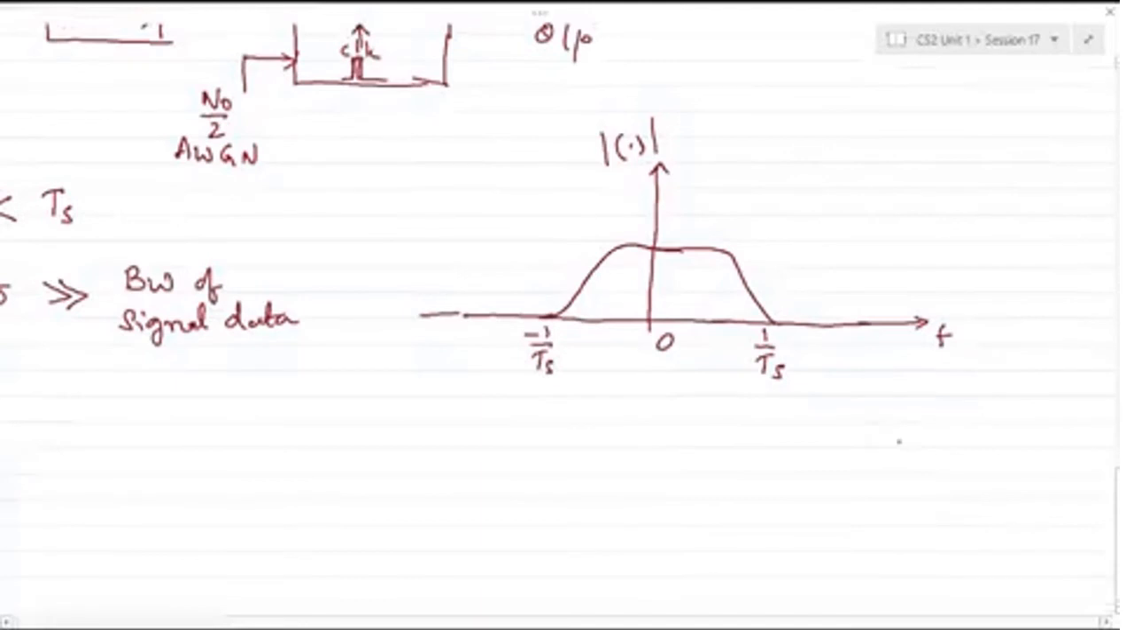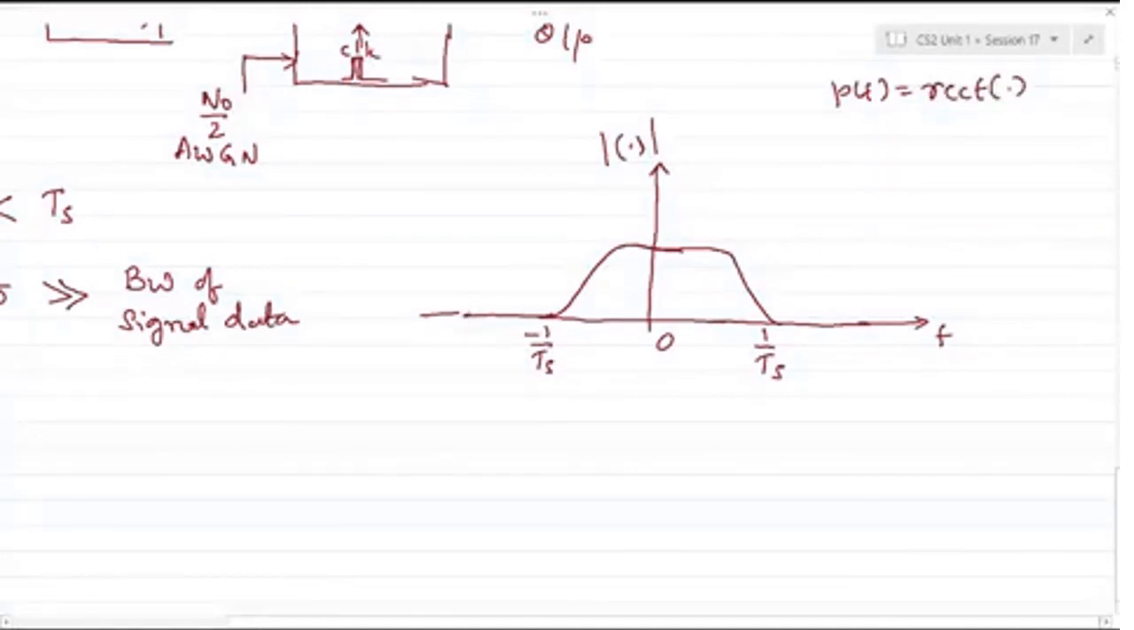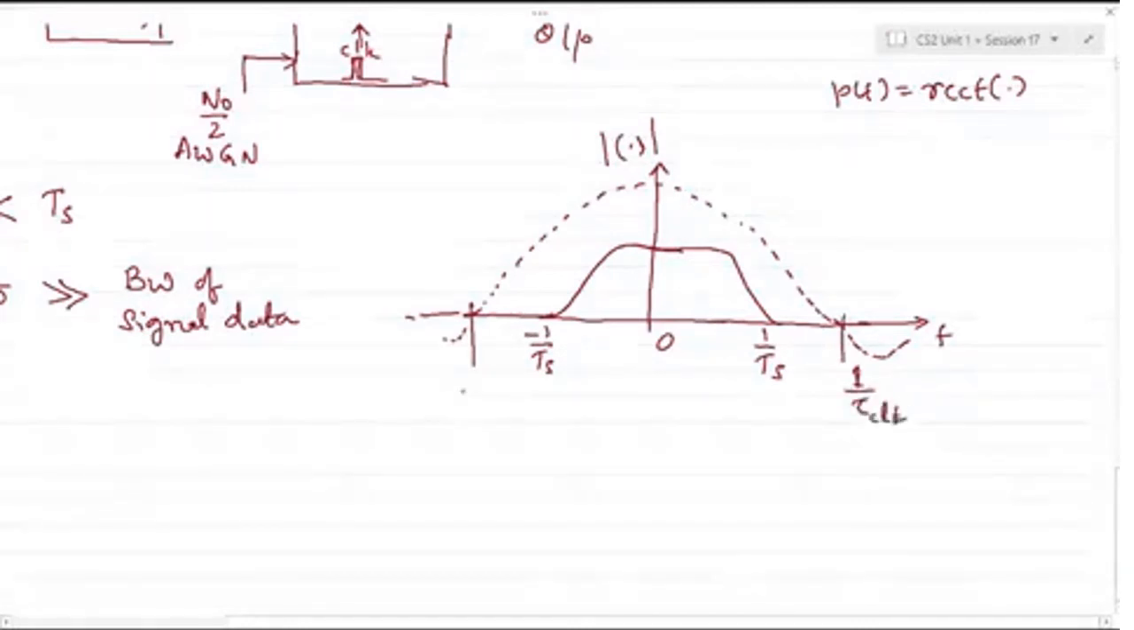What is the magnitude spectrum of a pulsed waveform? It's a rectangular function in time, so it will be a sinc function, with diminishing amplitude, whose zero crossings are governed by 1 over T clock and minus 1 over T clock. So it is small enough such that it passes the complete signal.